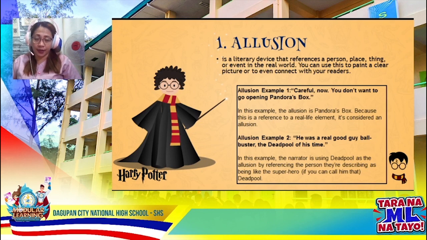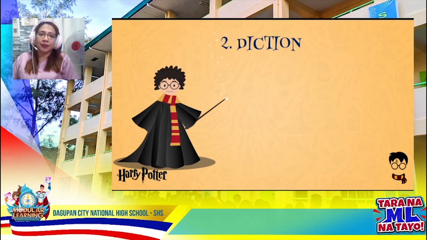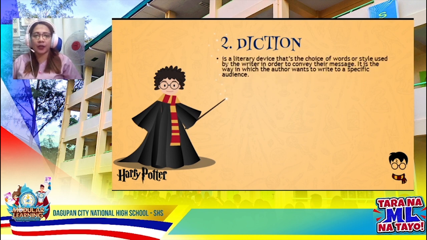Next, we have diction. When we say diction, it is a literary device that's the choice of words or style used by the writer in order to convey their message. It is the way in which the author wants to write to a specific audience. These are the choice of words that the author uses depending on his audience.